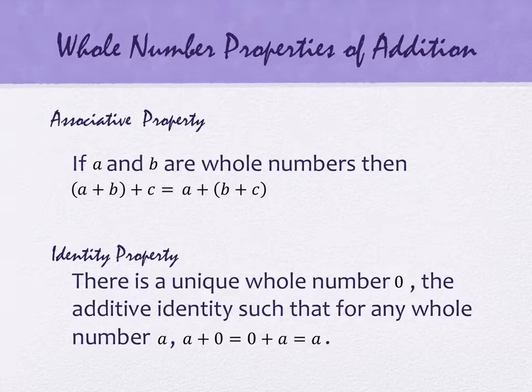All right, the associative property says if A, B, and C are whole numbers, then (A plus B) plus C equals A plus (B plus C). And the second one here is the identity property, and it says there is a unique whole number 0. It's called the additive identity, such that for any whole number A, A plus 0 equals 0 plus A equals A.